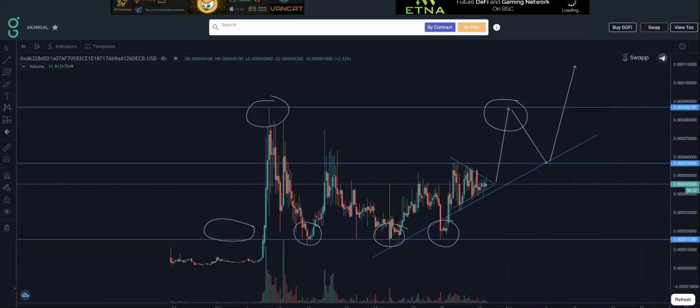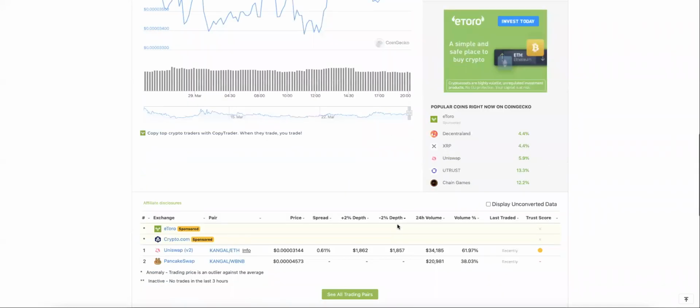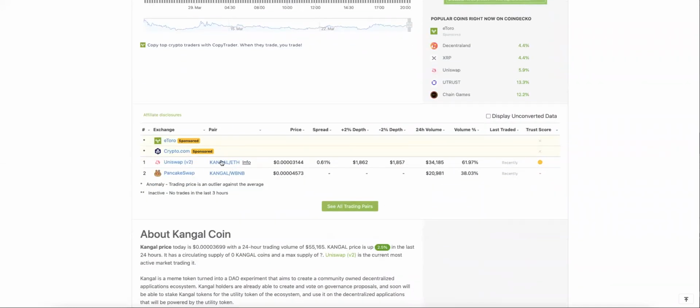Then you can go on to PancakeSwap to try and buy it. So we can either come here and then come here. You see, it's on Uniswap and on PancakeSwap. So we've looked at Uniswap, we've looked at BakerySwap, and now we're going to look at PancakeSwap, which is also built on Binance Smart Chain.